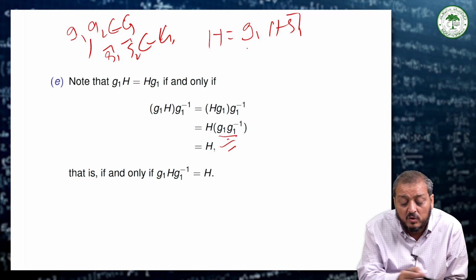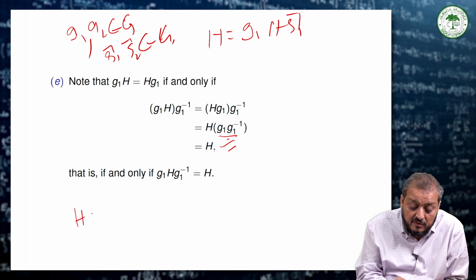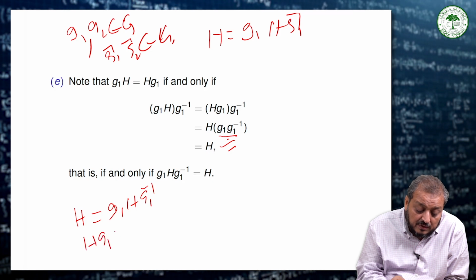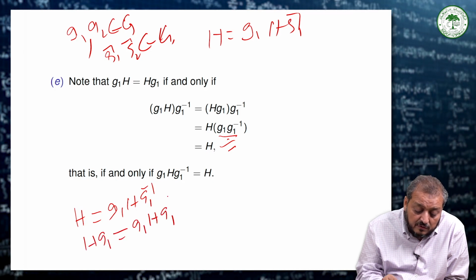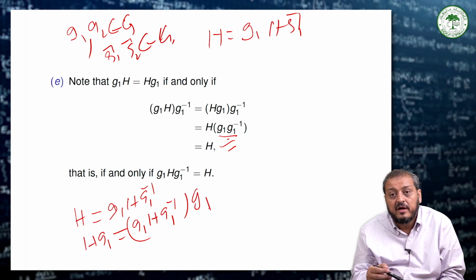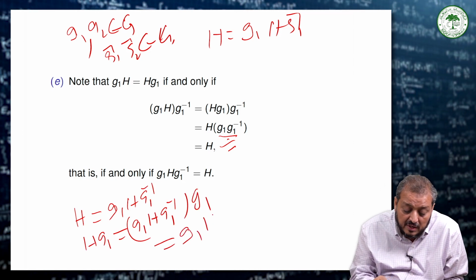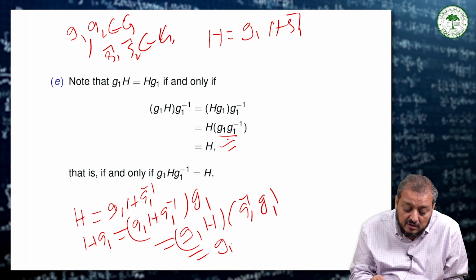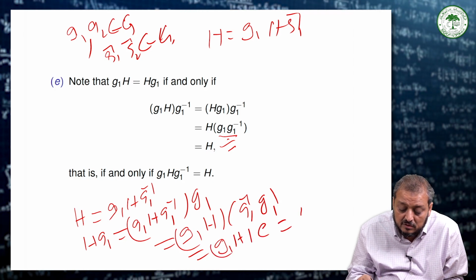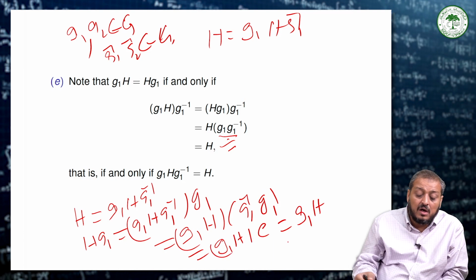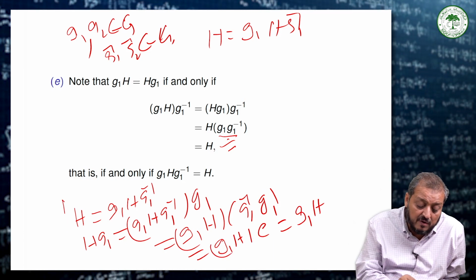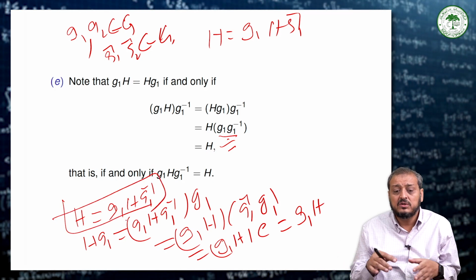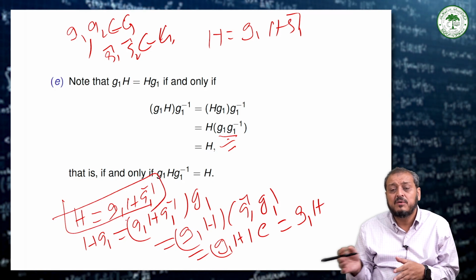Now let us go the reverse way. If we have H equal to g1 H g1 inverse, then Hg1 is equal to g1 H g1 inverse g1, and this is nothing but g1 H, because g1 inverse g1 is the identity. So this is equal to g1 H. So both ways we have shown that Hg1 is the same as g1 H.